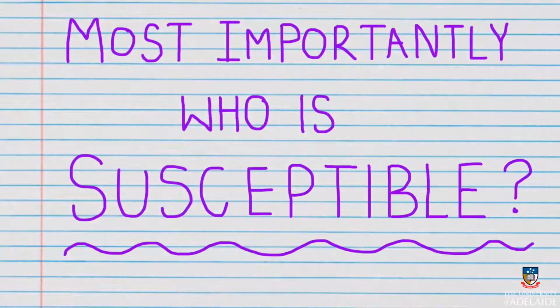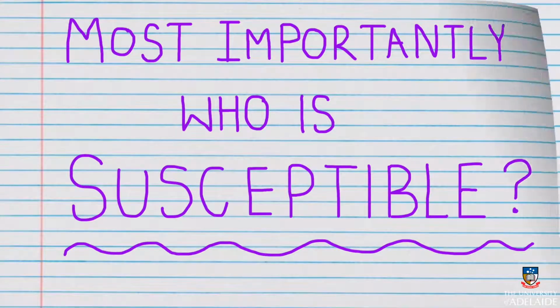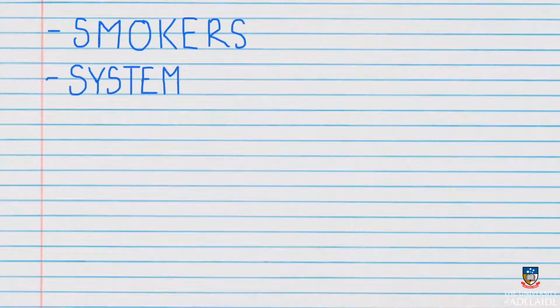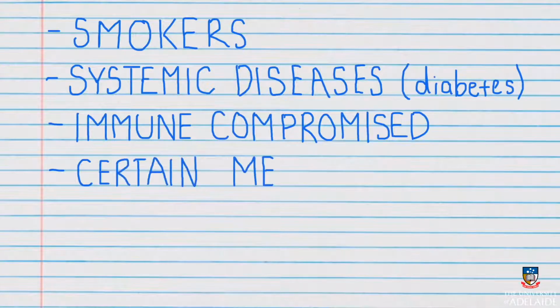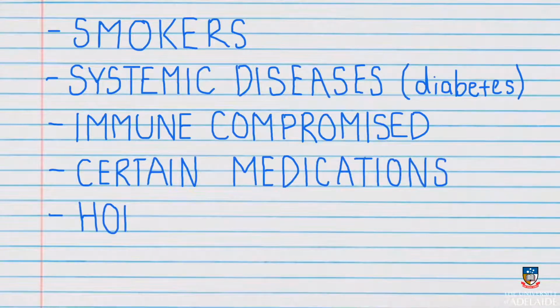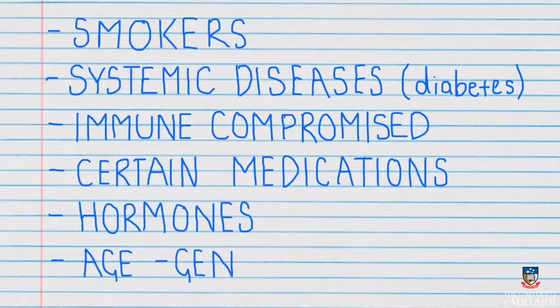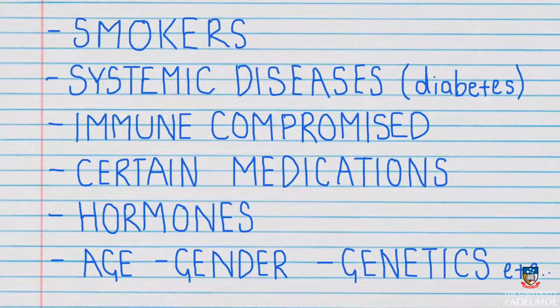Most importantly, who is susceptible? A few examples are people who smoke, people with systemic diseases such as diabetes, immune-compromised patients, and those on certain medications. There are people with hormonal cycles, different ages, genders, and genetics. Just remember, these are a few, and there's a long list.